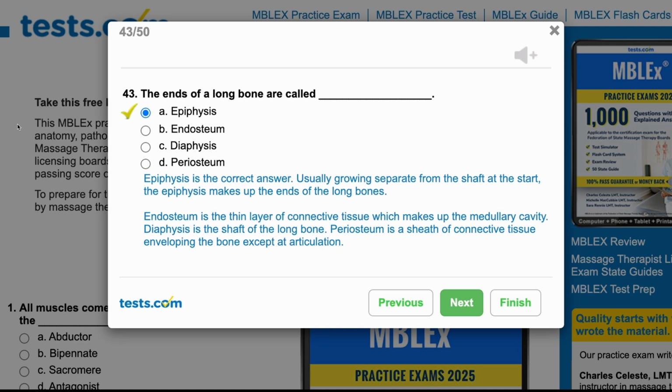Usually growing separate from the shaft at the start, the epiphysis makes up the ends of the long bones. Endosteum is the thin layer of connective tissue which makes up the medullary cavity. Diaphysis is the shaft of the long bone. Periosteum is a sheath of connective tissue enveloping the bone except at articulation.